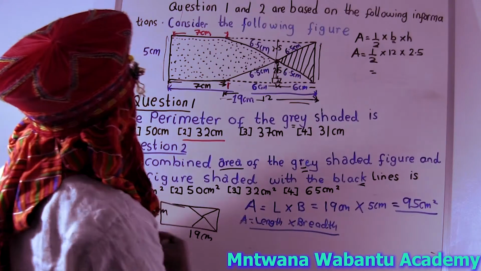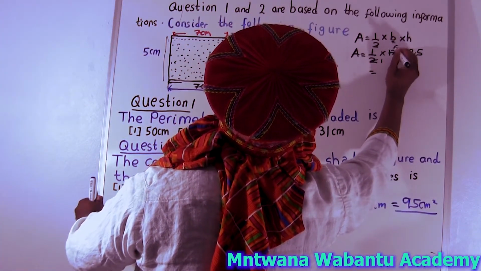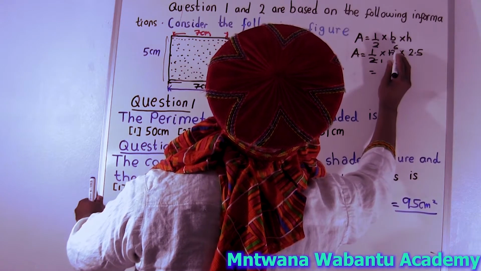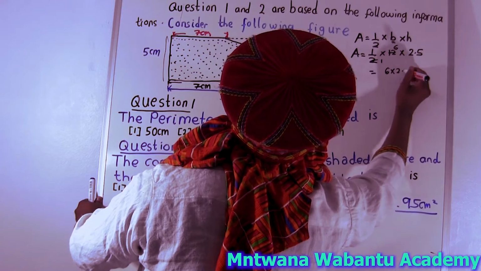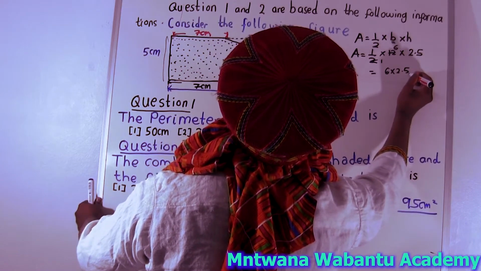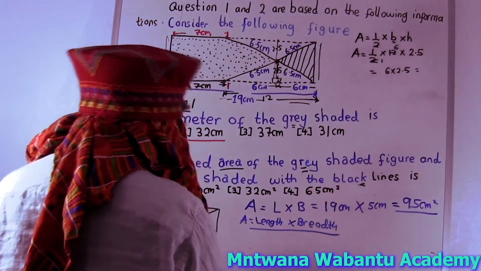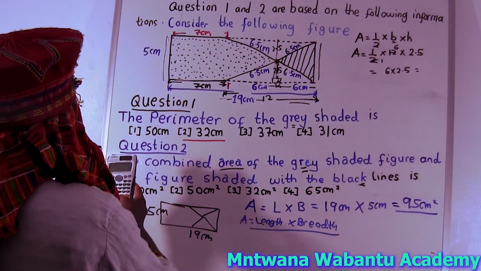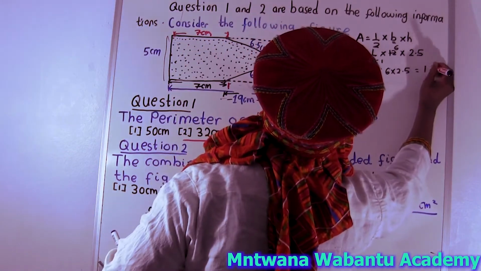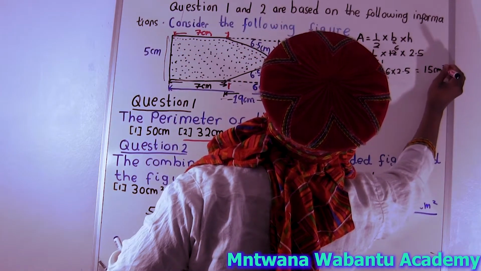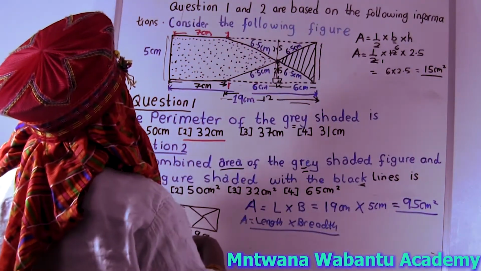But remember, now if you take 1 by 2 times 12 equals 6. So you can put in the calculator 12 divided by 2 equal to 6. Now 6 times 2.5, which is going to give us 15, I believe. Let's just make sure. 2.5 times 6. Yeah, 15. So it's going to give us 15 centimeter square, because it's area. Centimeter square. Okay, now we go.